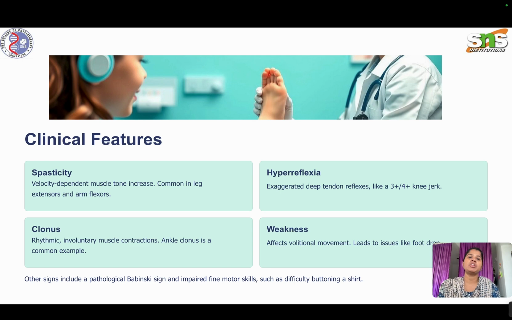The fourth is weakness, especially in voluntary muscles, which may lead to problems like foot drop. And the fifth is other signs like the Babinski sign, and difficulty with fine motor skills such as buttoning a shirt might also happen in such cases.